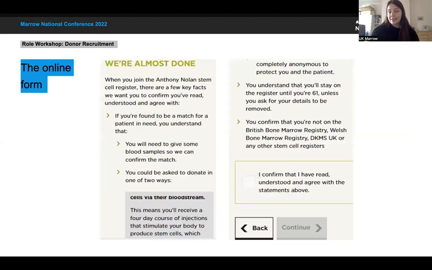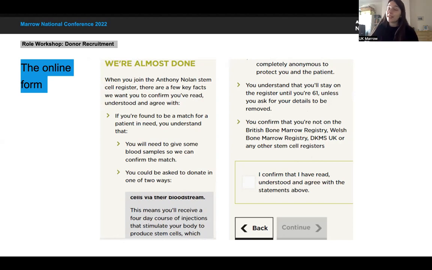And then, like I said, that was the last thing where they really need to provide information, but we will ask them for some consent. So this is really for them to properly understand what they're signing up to. They need to just agree to all the things we should have already informed them of. So they need to be happy to donate via either method of donation. They understand they'll stay on the register until their 61st birthday and that they're not already on any other register.